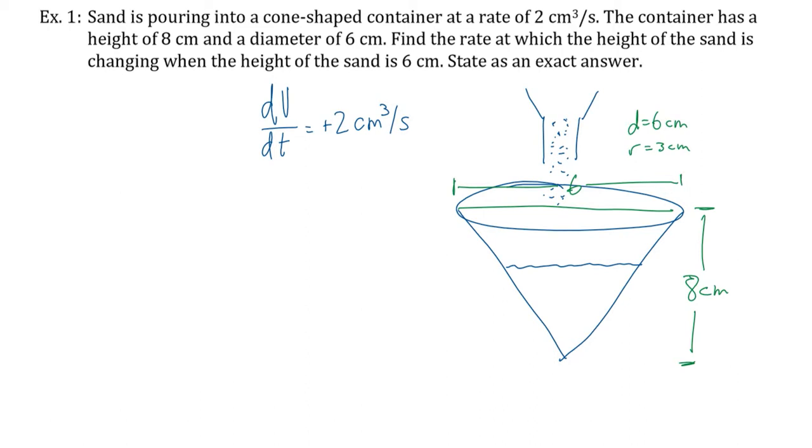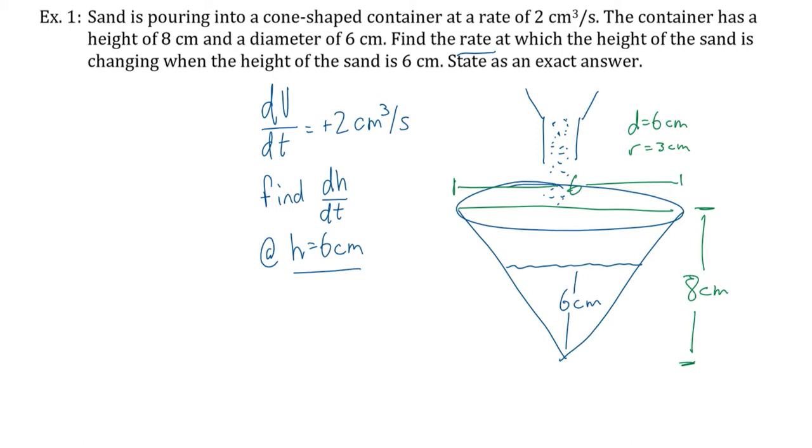Find the rate at which the height... So this is one of the tips. What are you solving for? We are supposed to be finding the rate at which the height of the sand is changing. So that's dh by dt when the height of the sand is 6, so at h equals 6. This h is different from this h. This h, which is 8, is the overall height of the entire cone, but this 6 is this height. It's the height of the sand.